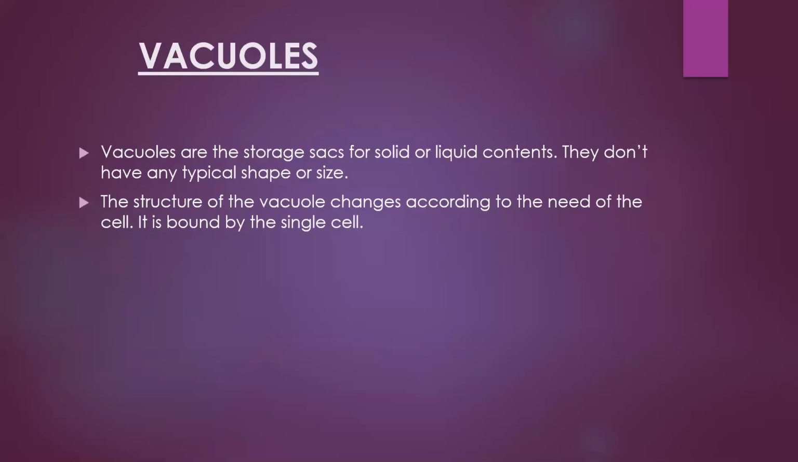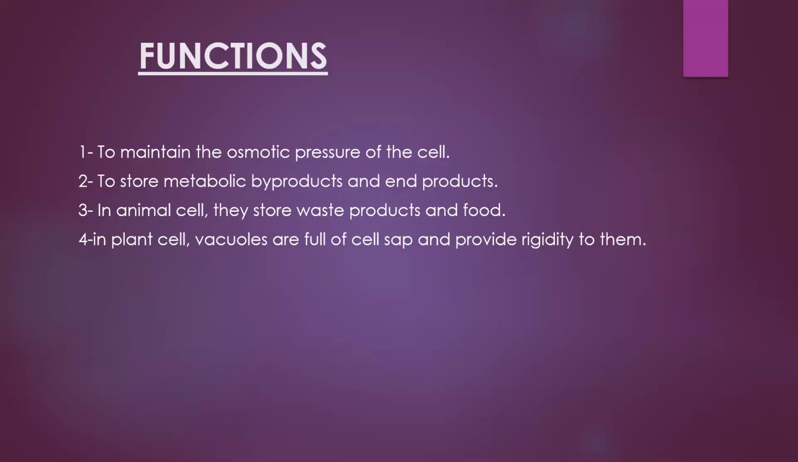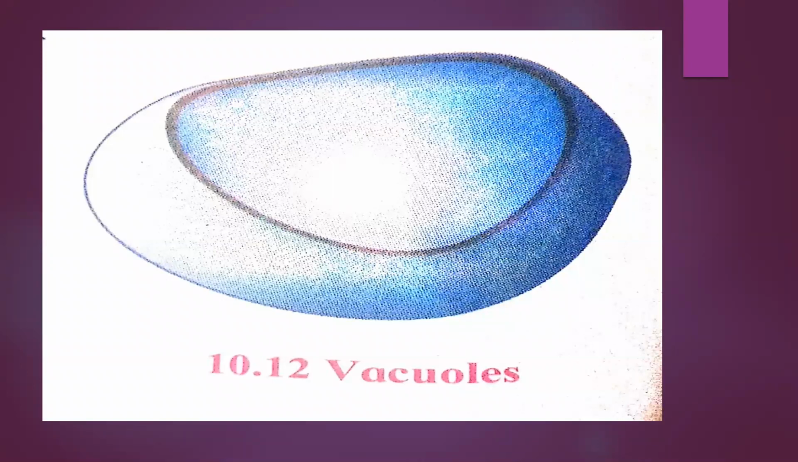Vacuoles. Vacuoles are the storage sacs for solid or liquid contents. They don't have any typical shape or size. The structure of the vacuole changes according to the need of the cell. It is bound by a single membrane. Functions. To maintain the osmotic pressure of the cell, to store metabolic byproducts and end products. In animal cells, they store waste products and food. In plant cells, vacuoles are full of cell sap and provide rigidity to them. See, this is the image of vacuoles.